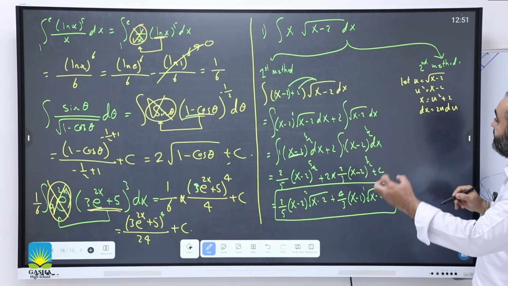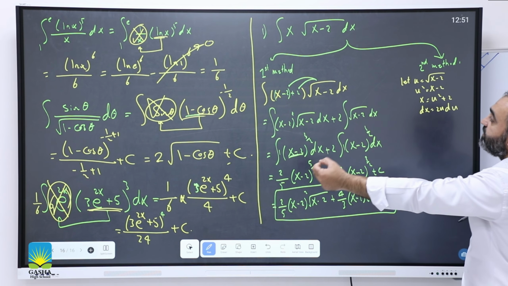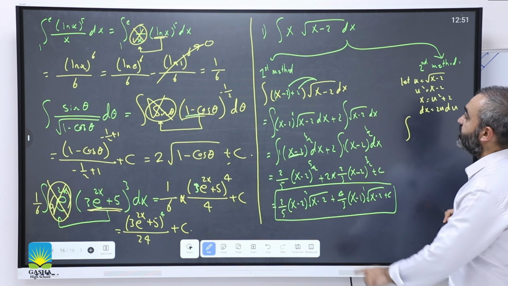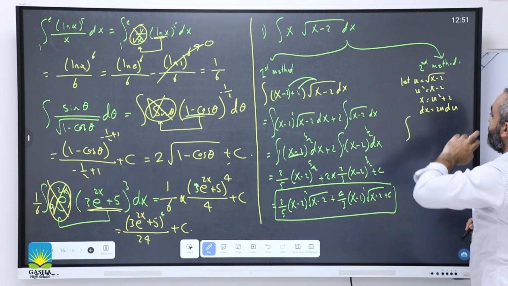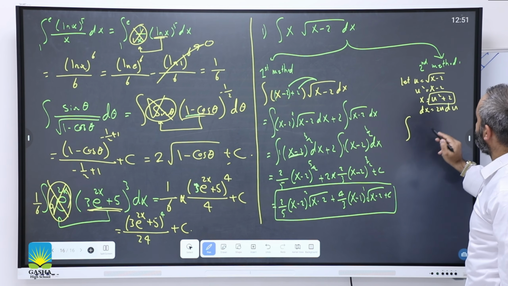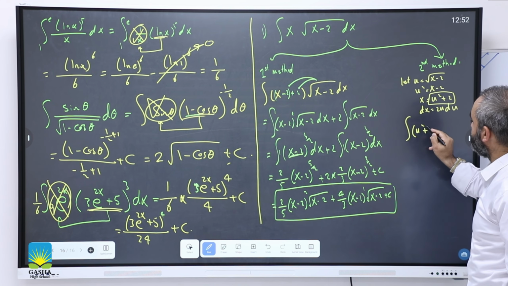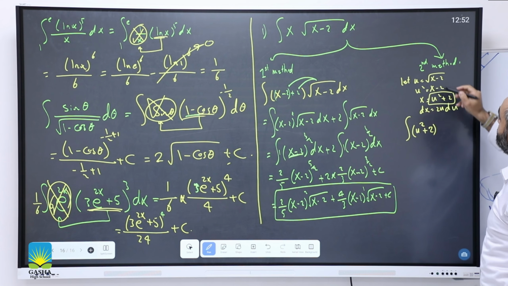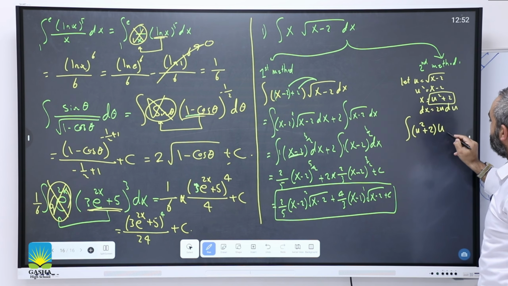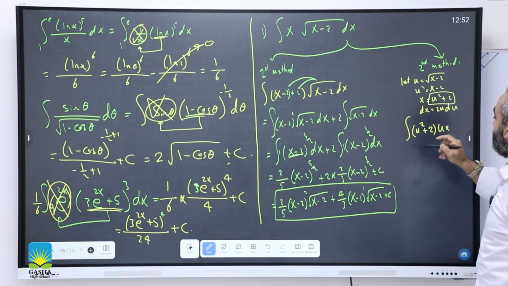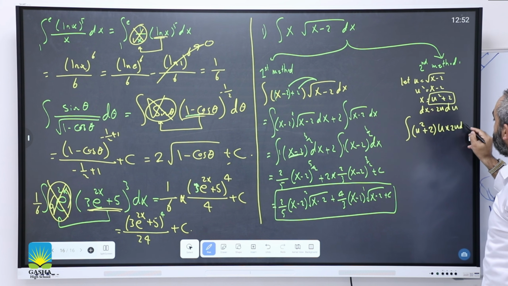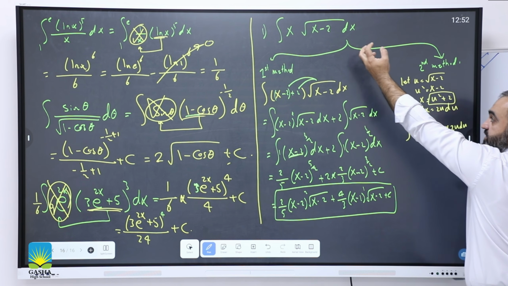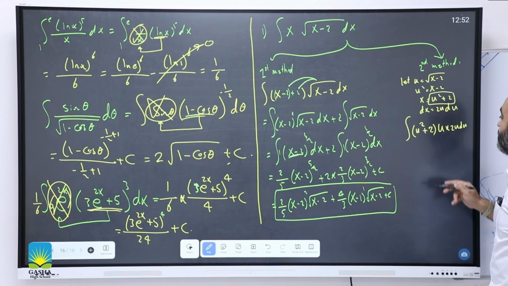So we change the x variable into the u variable. In the integral, what is the x here? x is u squared plus 2, so we write u squared plus 2. And what about the square root? The square root is equal to u, times, what about dx? dx equals 2u du. This is the change of x dx into u du.